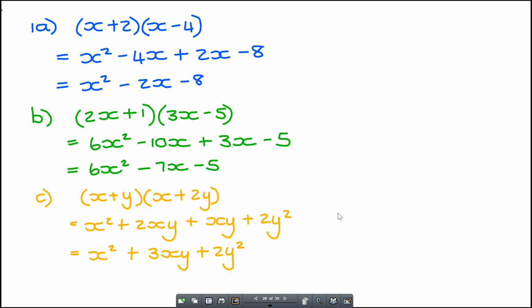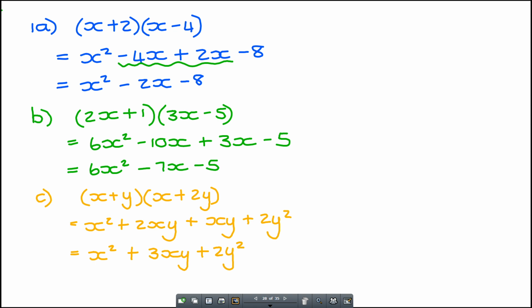Right, so at 1a, I had to multiply in. I did FOIL, so x times x, x squared. X times minus 4x, and 2 times x, 2x. 2 times minus 4 gave me minus 8, and then from there I had to simplify these middle two. Now minus 4x plus 2x gave me minus 2x, and the x squared and the minus 8 stayed the same.